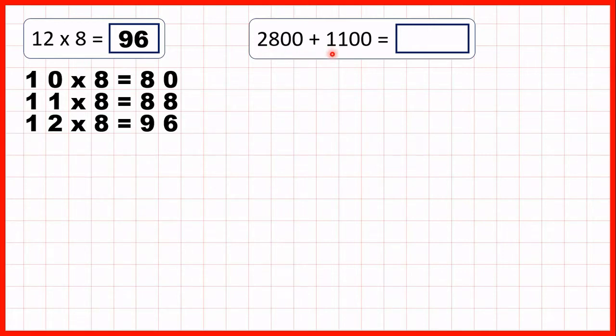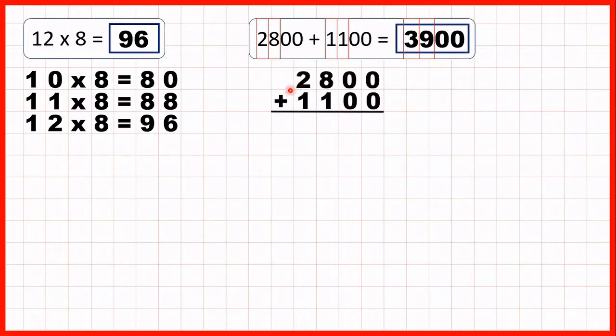2,800 plus 1,100. Well, we can do this mentally because if we look at the hundreds column, we have 800s plus 100, so we have 900s in our answer. And if we look at the thousands column, we have 2,000s plus 1,000, so we have 3,000s in our answer.